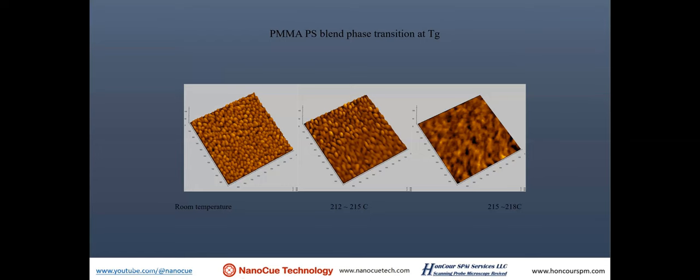That's because the image takes time. As the scan goes from top to bottom, the temperature is actually changing right in the middle. So this is the in-situ image of temperature as it changes. We did not stop the heating. We continued the heating and then observed the phase transition.